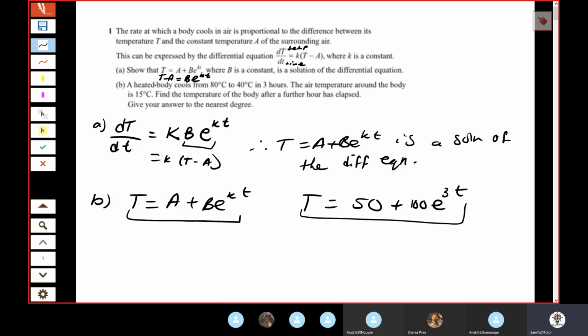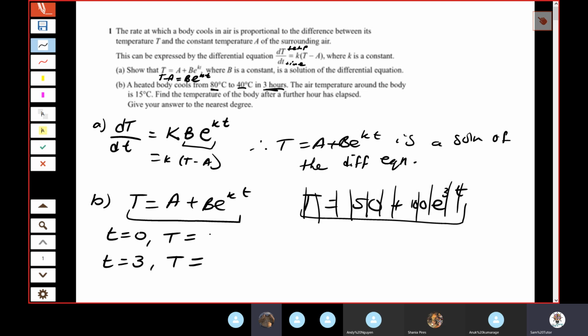So let's read. Let's not confuse ourselves, and I'll cross that out just like that so we know that's not part of it. A heated body cools from 80 to 40 degrees in 3 hours. Okay, so when time is 0, what do I know the temperature to be, compared to when time is 3, what do I know the temperature to be?